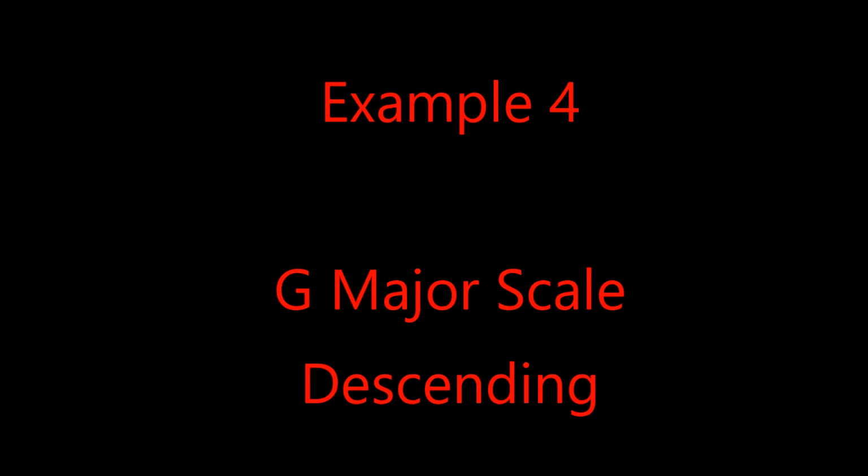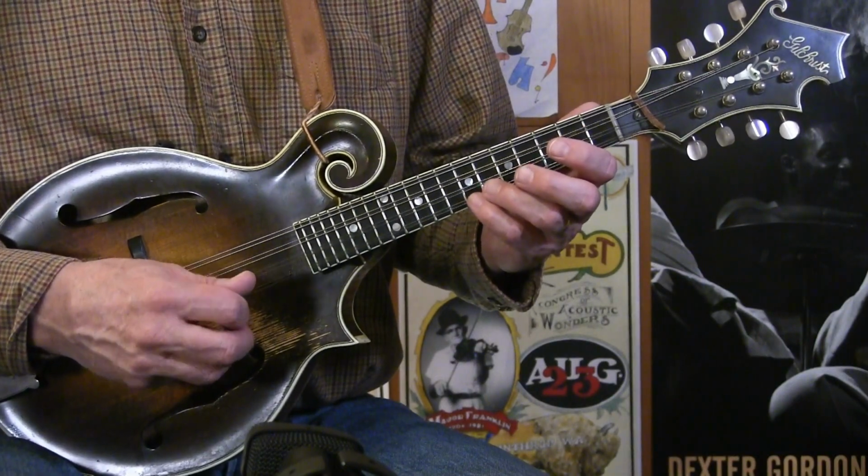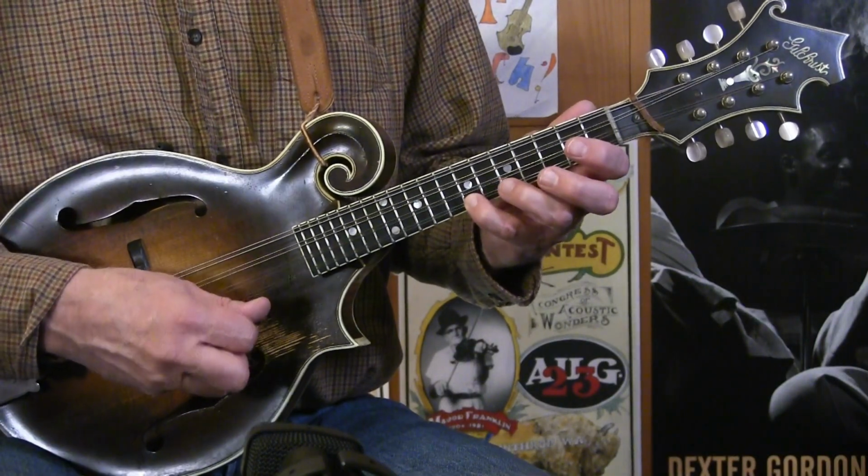If I start on the highest note in first position, B, and descend the G major scale, once again, notice I don't always sync with the rhythm section. You'll see that here in example 4.